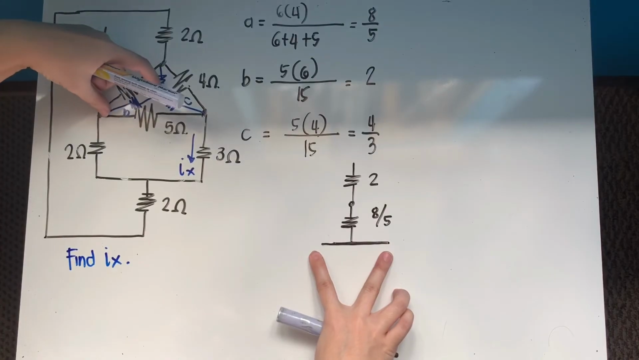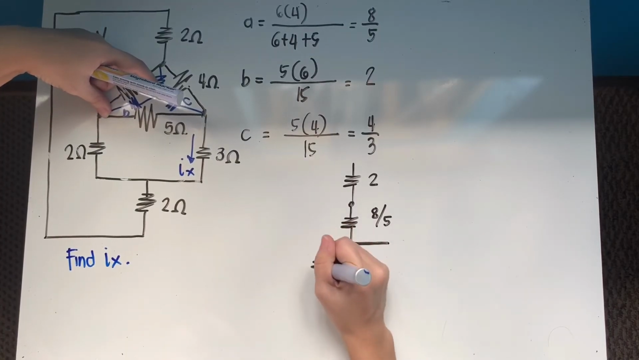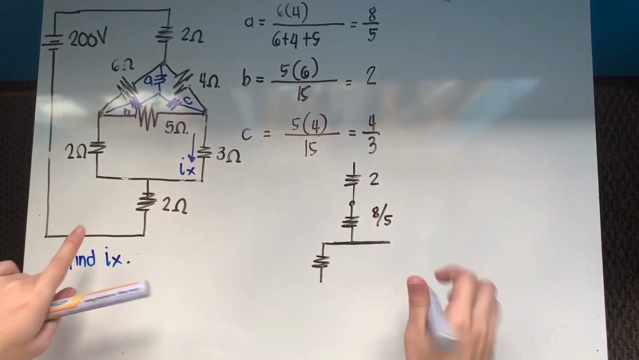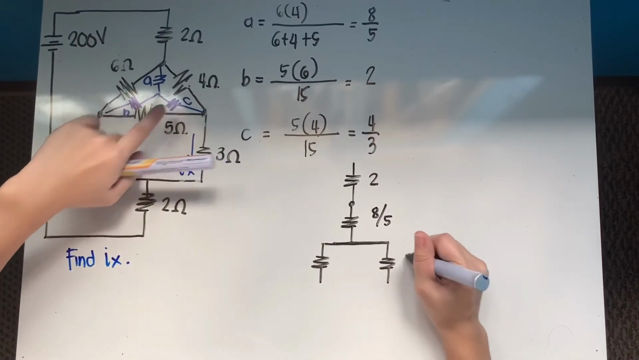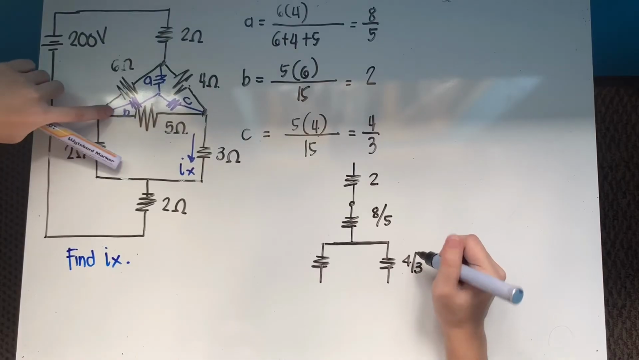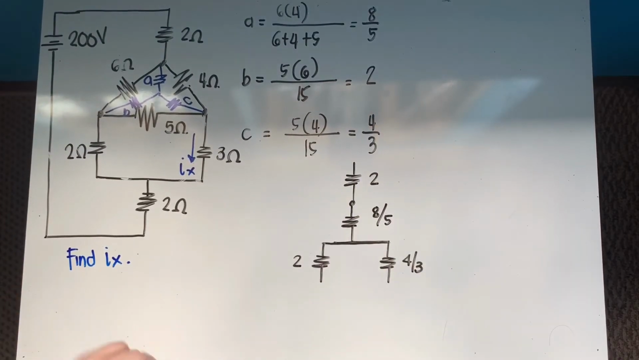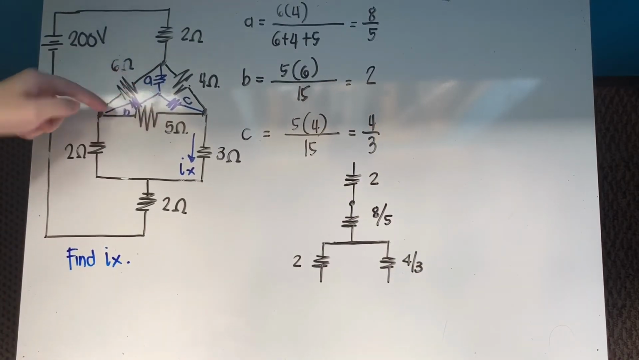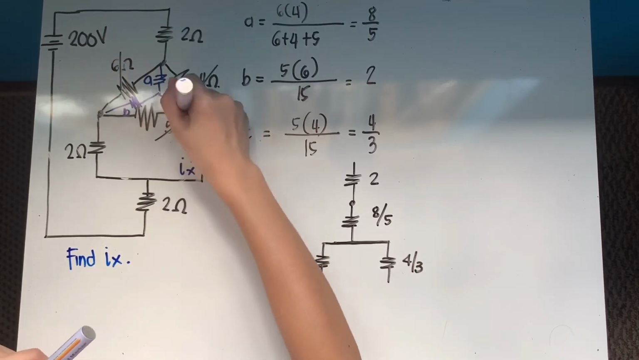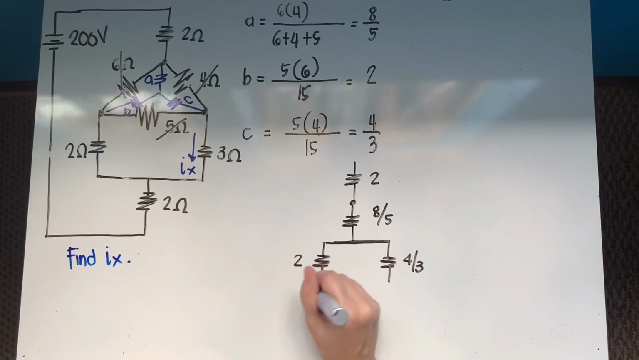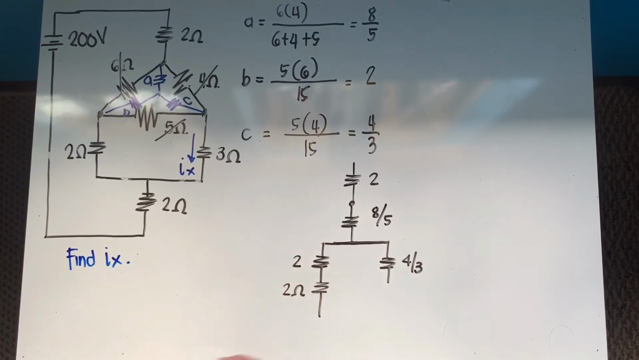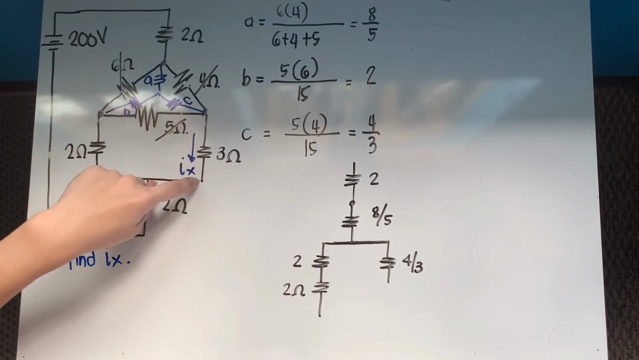Tapos, dun ko ikakabit si B. Ito yung B natin. And then, sa kabilang side C. Ito yung C natin. So, yung C resistor natin is 4 over 3. At yung B resistor natin ay 2 ohms. Si B, pag sinundan mo, wala na to ha. Si 6, 4, and 5. So, si A to B, si B ay series K2 ulit. And then, si C, dito na siya nakakabit kay 3.